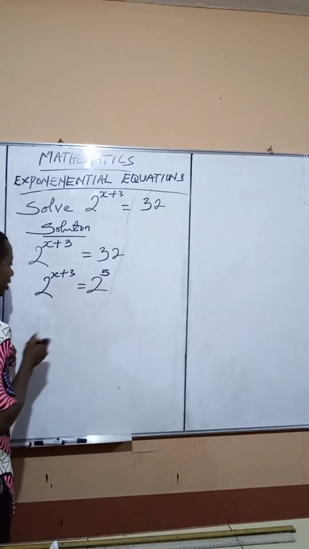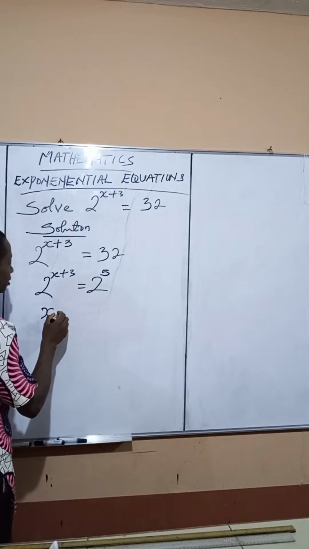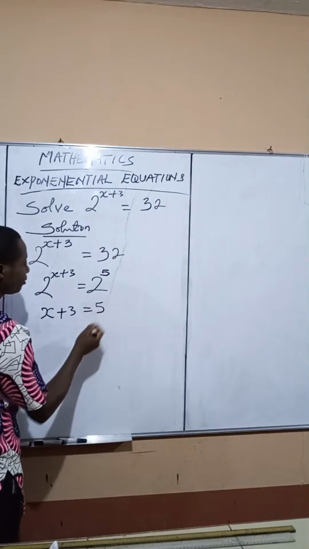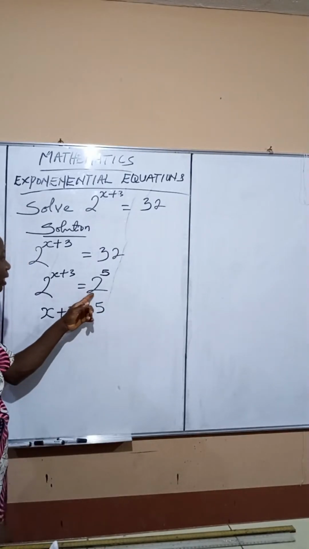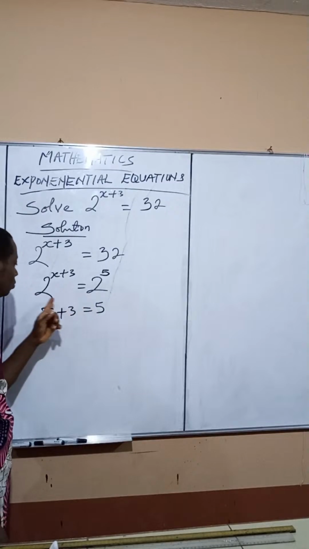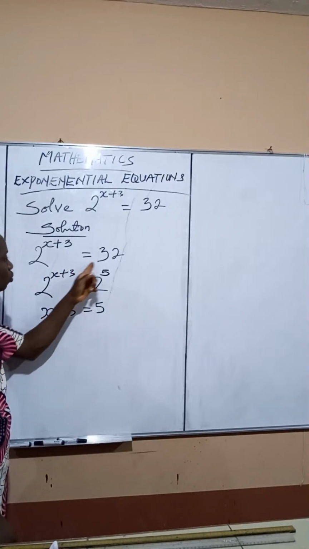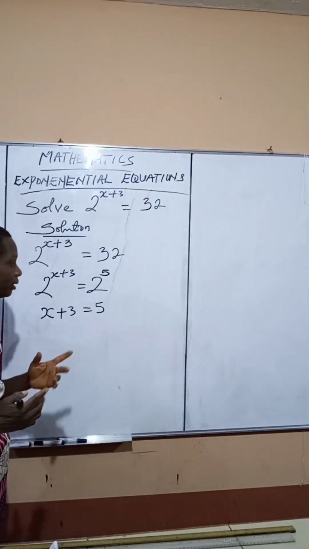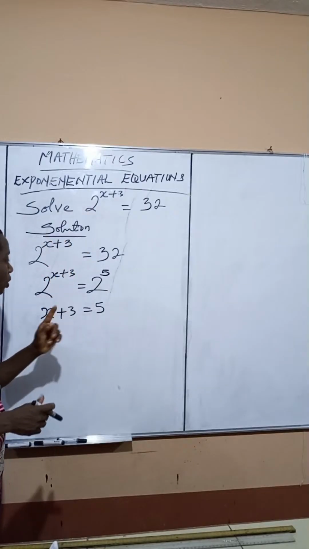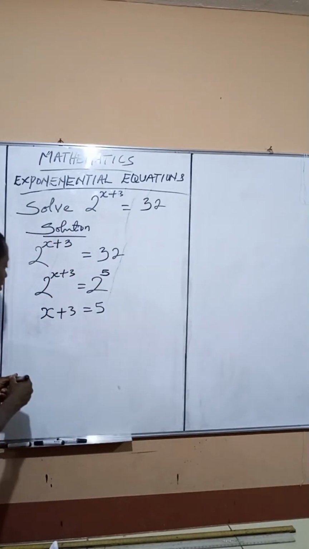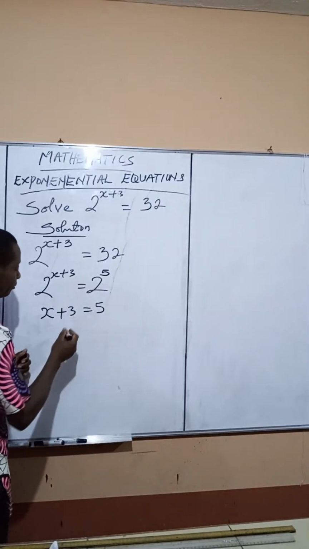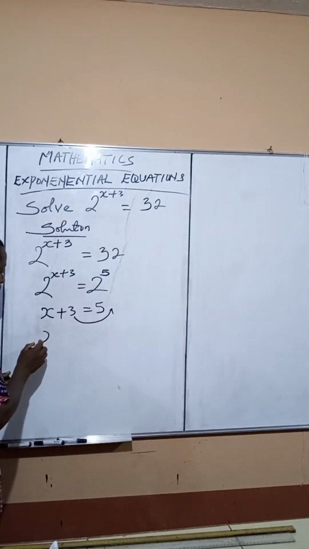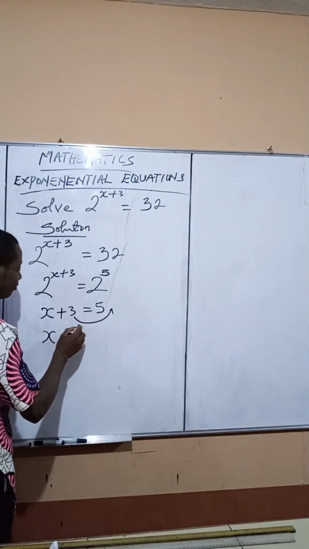So at the left hand side, we have x plus 3 equals 5, because the bases are equal. Since the bases are equal, just simply equate the exponents. We call it the exponent because exponential equations are equations involving exponents. That's the meaning. So we can simply transfer this 3 to the other side. If we achieve that, we are now going to have x equals 5.